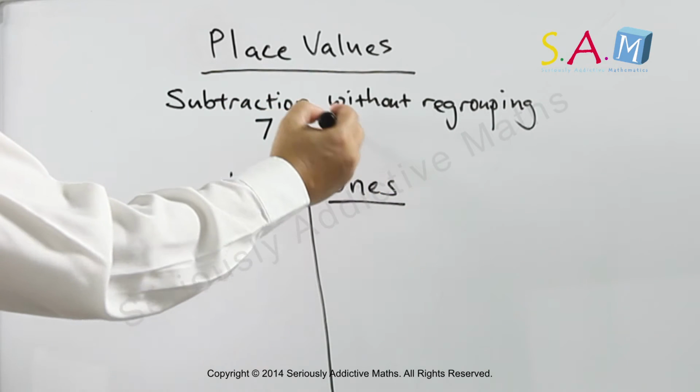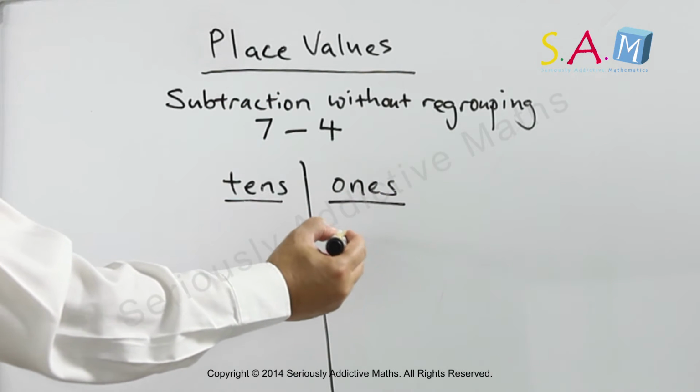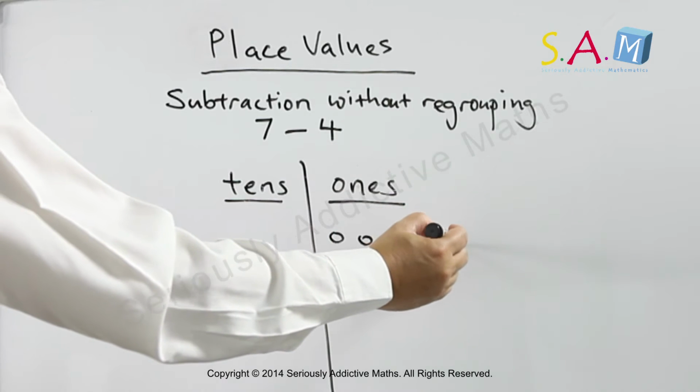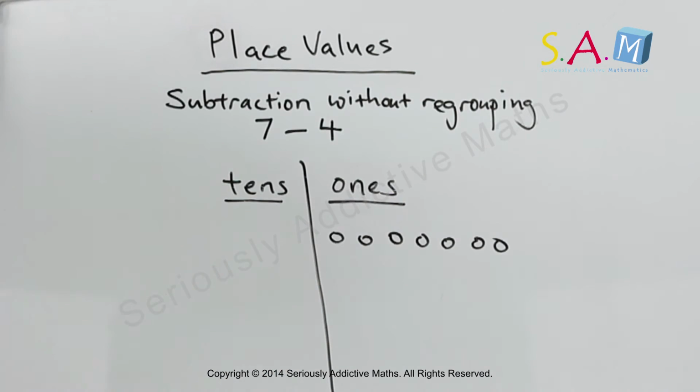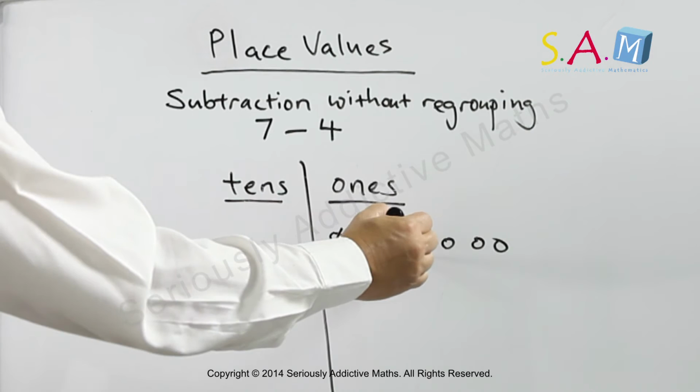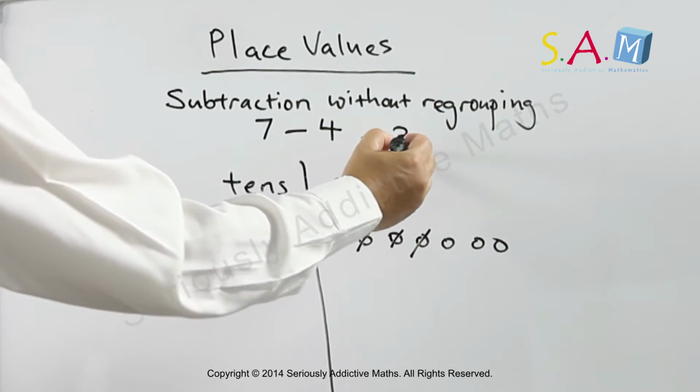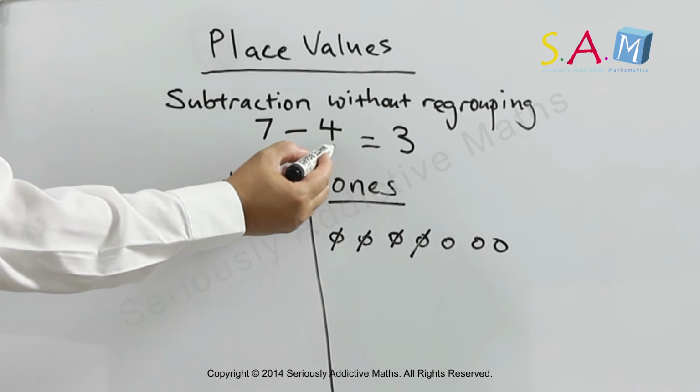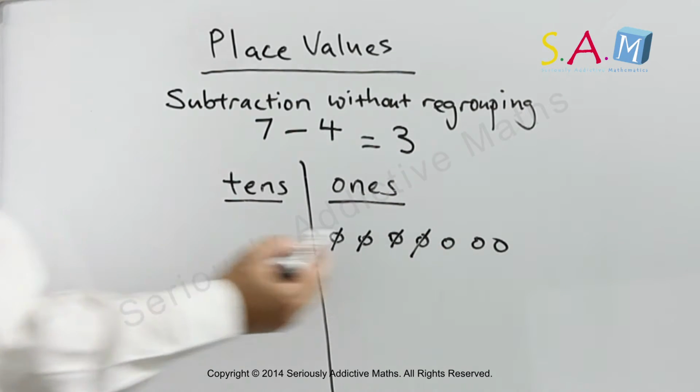7 take away 4. I have 7 ones. 1, 2, 3, 4, 5, 6, 7. I'm going to take away 1, 2, 3, 4. I will have 3 ones. So 7 ones take away 4 ones is 3 ones.